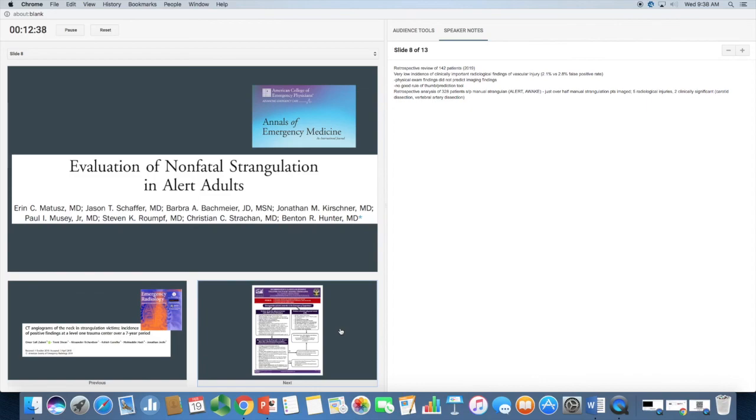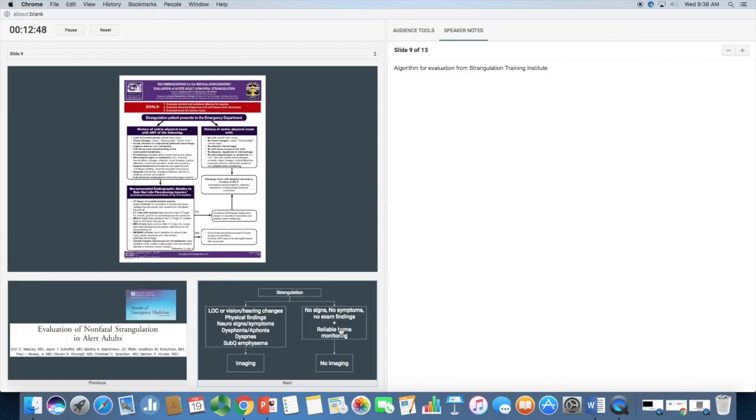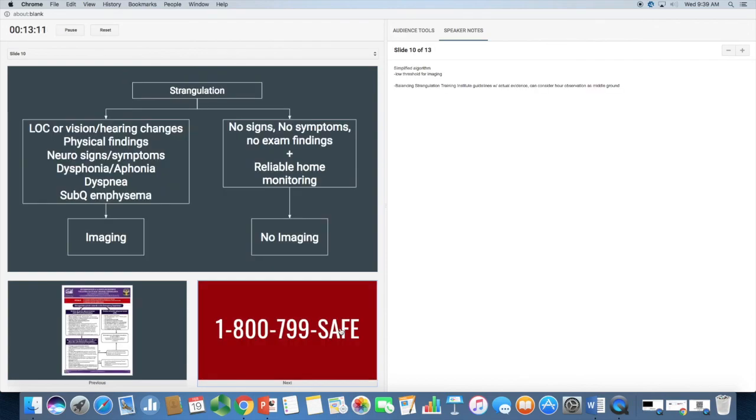And these are really 2 of the most recent studies that describe it. There's really not good evidence for what to do. But there is a body that provides some guidance, at least. This right here, and I don't want you to try to read through it. I'm just putting it up here so you know you can Google it if you want to. This is actually from the Strangulation Training Institute, and they have a guideline on how to evaluate patients who are status post non-fatal strangulation in the emergency department.